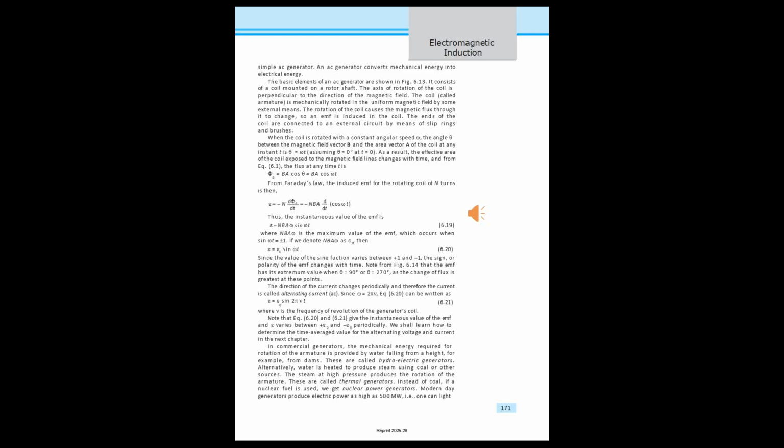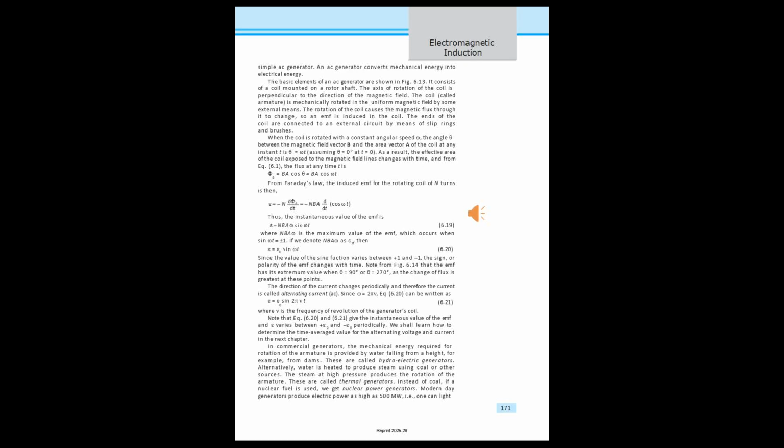When the coil is rotated with a constant angular speed omega, the angle theta between the magnetic field vector B and the area vector A of the coil at any instant t is theta equals omega t, assuming theta equals 0 degrees at t equals 0. As a result, the effective area of the coil exposed to the magnetic field lines changes with time, and from equation 6.1, the flux at any time t is phi B equals BA cos theta equals BA cos omega t.